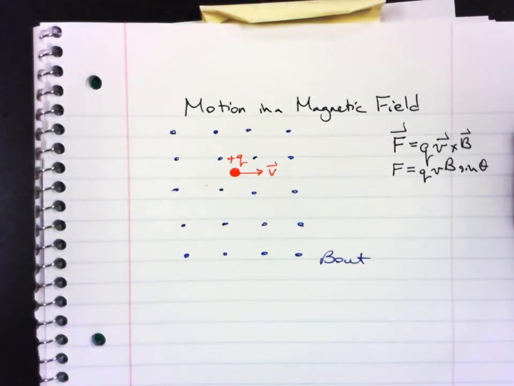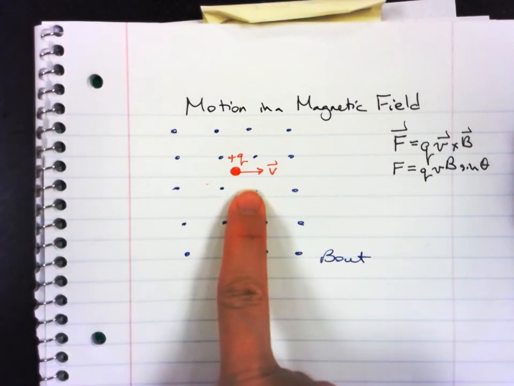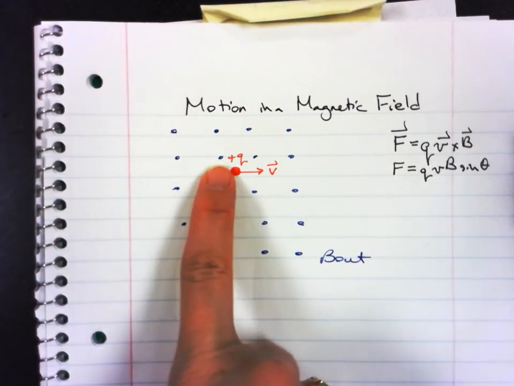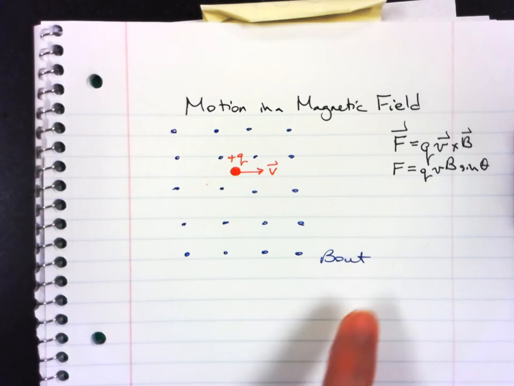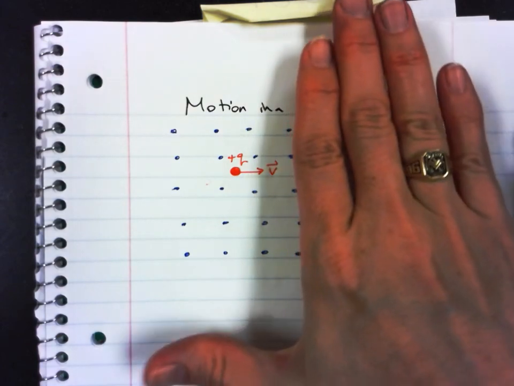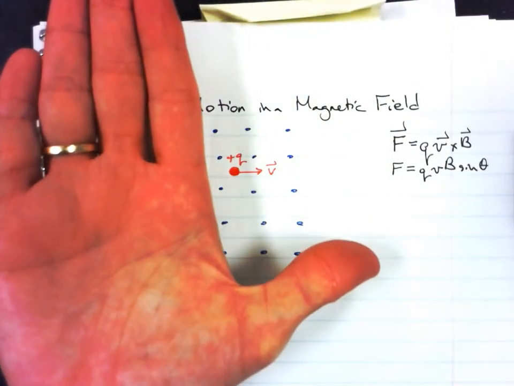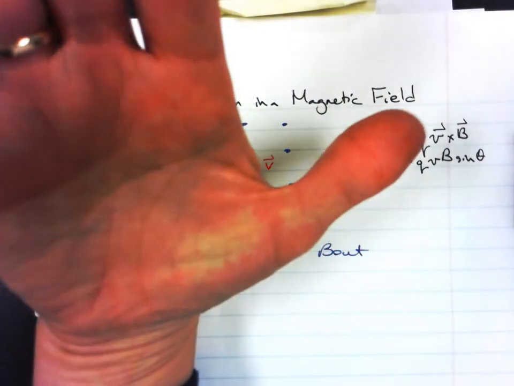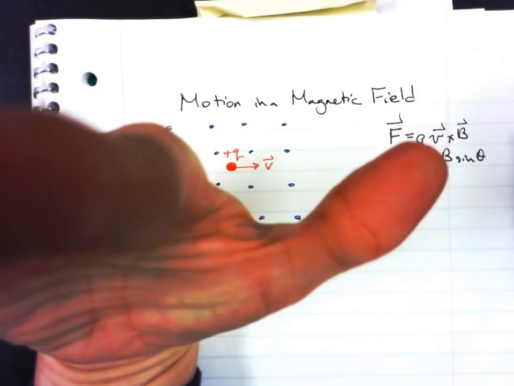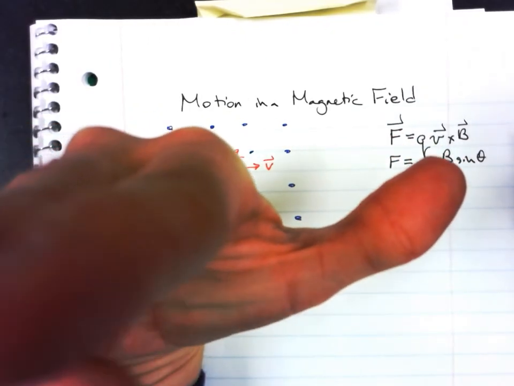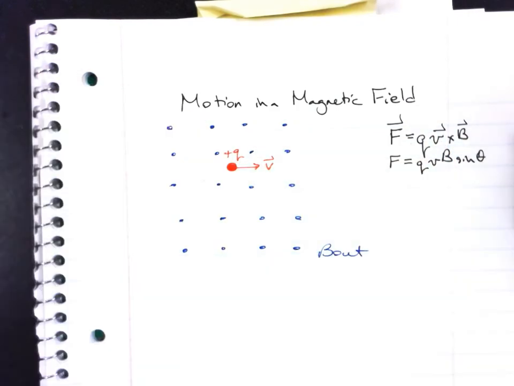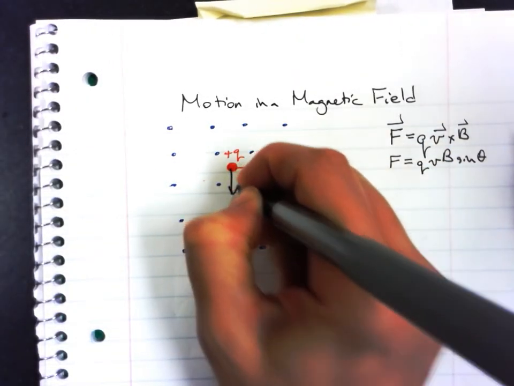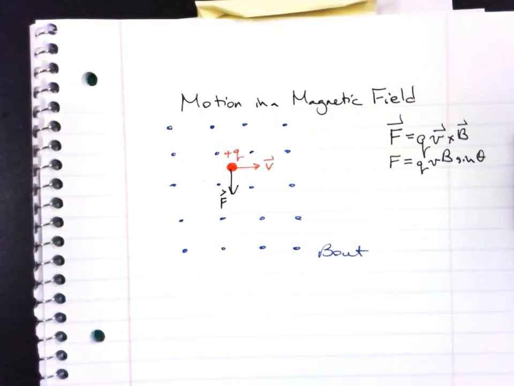Okay, so I have a positive particle moving to the right in a magnetic field that points out of the page. So using my right hand rule, I can figure out the force. Turn my thumb so it points to the right. I need B to be away from the paper, so I rotate my hand so my fingers are pointing towards the ceiling. And I see my palm points towards the bottom of the paper. So the force here is to the bottom of the paper.